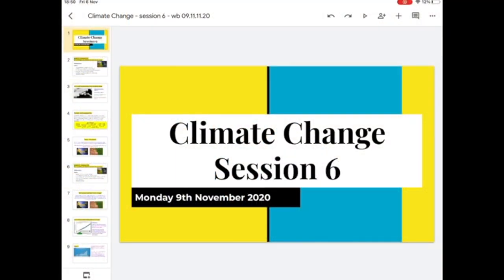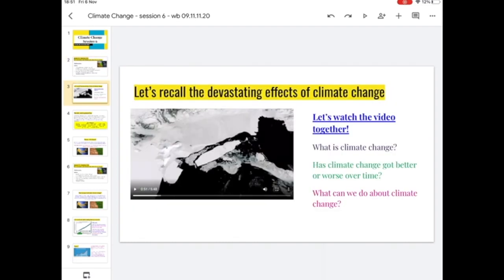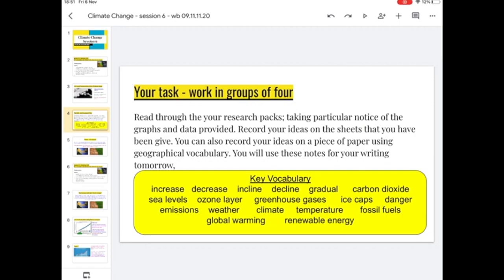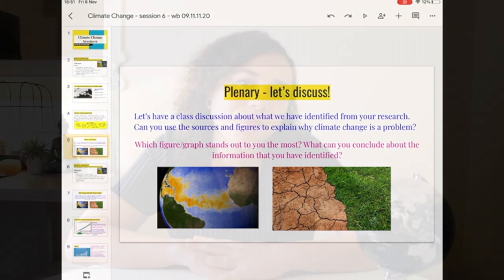We've been working on climate change and understanding what climate change is. So here I've created some slides about analysing and interpreting data about climate change. We'll watch a video together about climate change and then answer some questions. I've then created a task to work in groups researching and analysing data. As a plenary, we'll come back together and discuss the results and our interpretations.